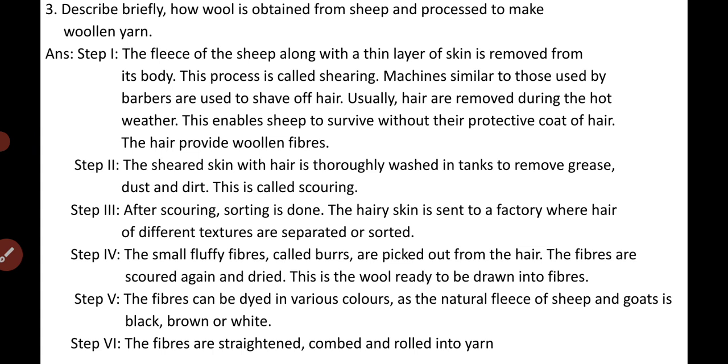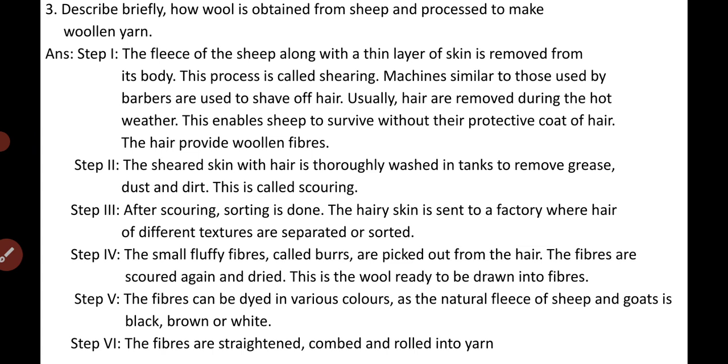The hairy skin is sent to a factory where hair of different textures is separated or sorted. Next, step number 4. The small fluffy fibers called burrs are picked out from the hair, and the fibers are scoured again and dried. So this is the wool which is ready to be drawn into fibers.